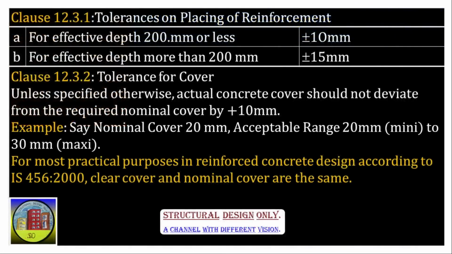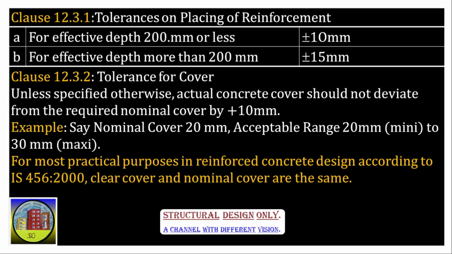Clause 12.3.1, Tolerances on placing of reinforcement. When the effective depth of the RCC element is 200 mm or less, plus 10 mm or minus 10 mm tolerance on placing of reinforcement is acceptable, and when the effective depth of the RCC element is more than 200 mm, plus 15 mm or minus 15 mm tolerance on placing of reinforcement is acceptable.